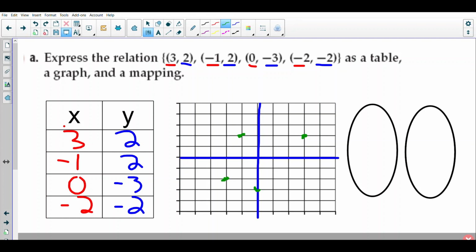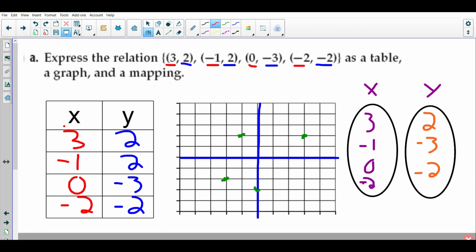And then we can put our values into the bubble. So here's your x's, here's your y's. So we have 3, -1, 0, and -2. Now if you notice in the y values, you actually have two 2's, so you only have to actually list it once. So we have 2, we have -3, and we have -2. Now all we gotta do is draw the arrows to our corresponding.